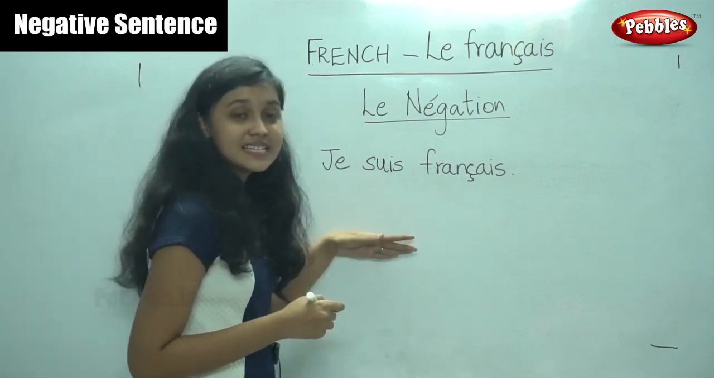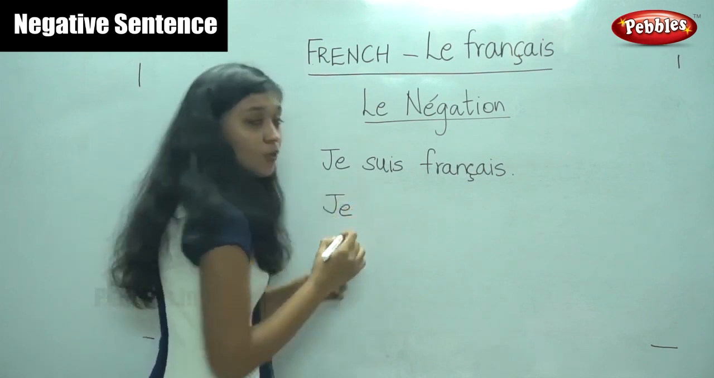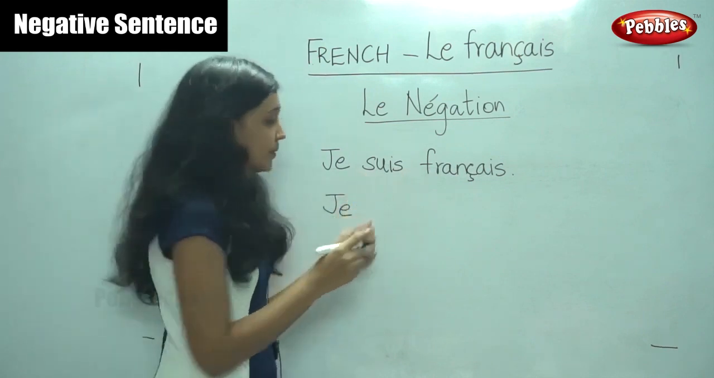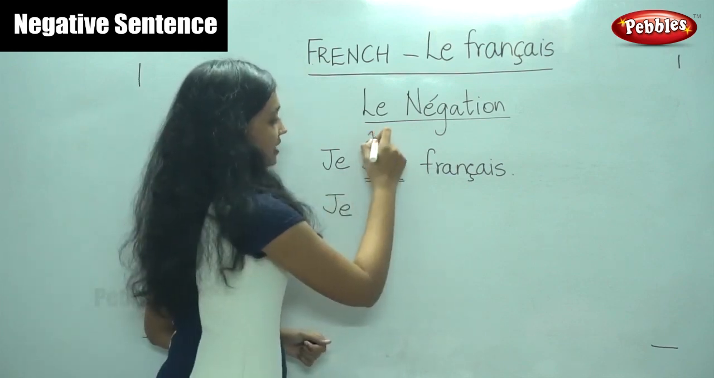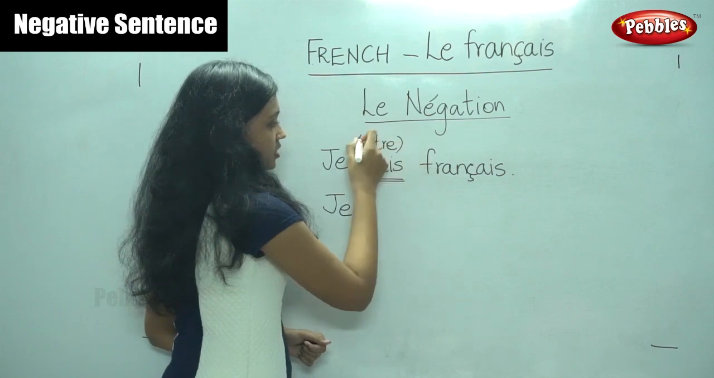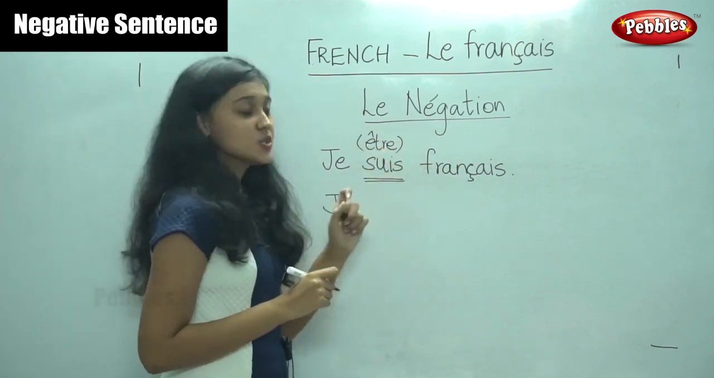Now, to make this sentence into negative, you would say je. So what? First we have to identify the verb. Which is the verb here? Suis. What is the verb? It is the être verb. Do you remember the conjugation for être? For je, it is suis.